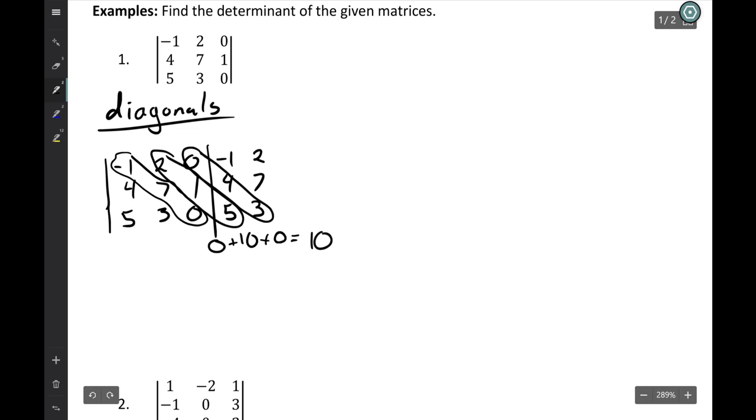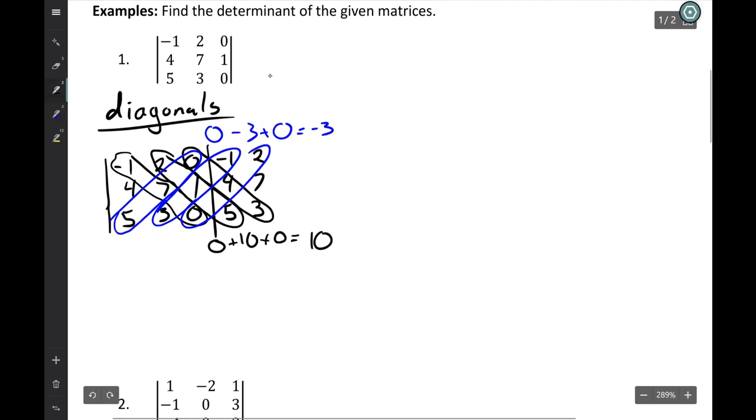And then you go the other way, diagonal upwards, starting at this corner. So 5 times 7 times 0 is 0. 3 times 1 times -1 is -3. And then 0 times 4 times 2 is 0. I'm going to add these together, and this becomes -3. And then what you're going to do is take whatever you got going down this way and subtract it from whatever you got going down this way.